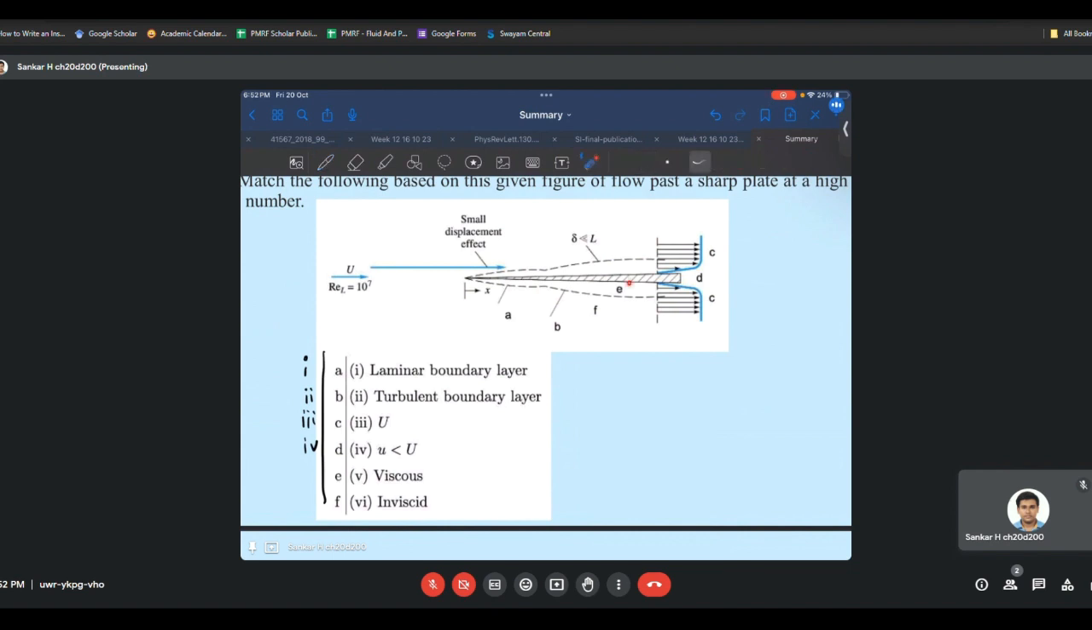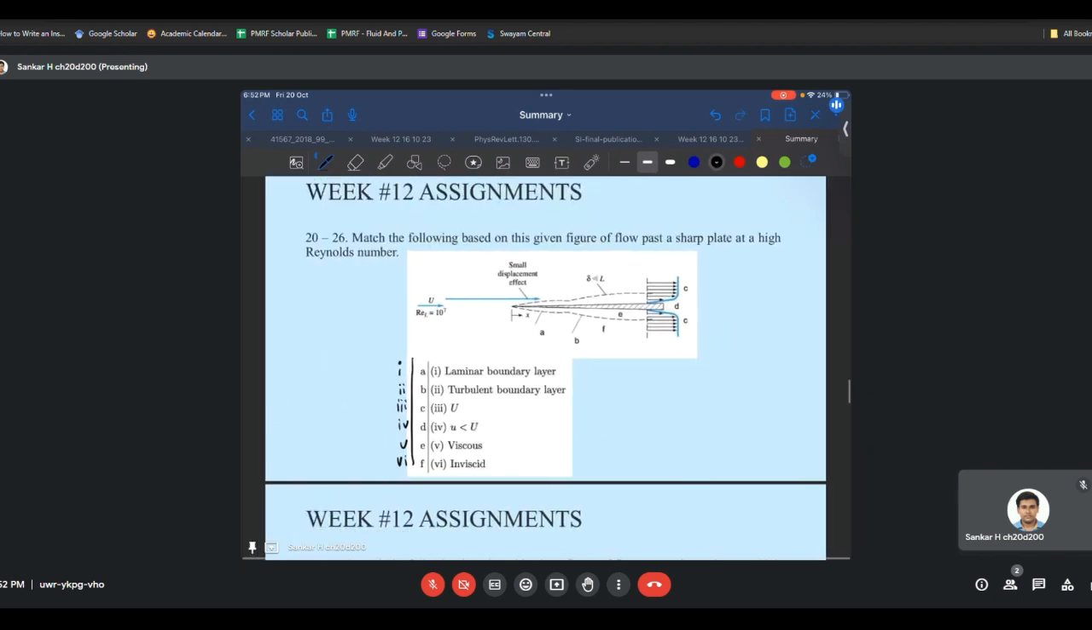Now taking a look at E and F, we know that whatever is inside this boundary layer will follow a laminar path, and whatever is outside will be completely turbulent, and that is characterized by the inviscid flow at F and viscous flow at E. So the correct answers would be E5 and F6. Okay, if you have any doubts, please do let me know.